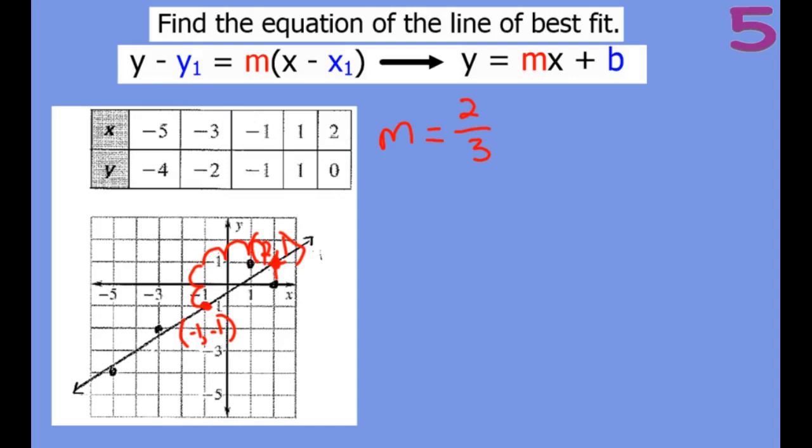Now we need to write this into our point slope form. So y minus y1. Let's use 2 and 1. You could use -1, -1 if you wanted to. I'm just going to use 2 and 1. So we have y minus 1 equals 2/3, which is our m, times x minus x1, which is 2.